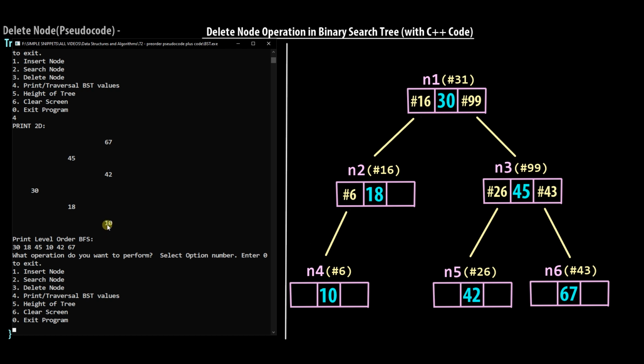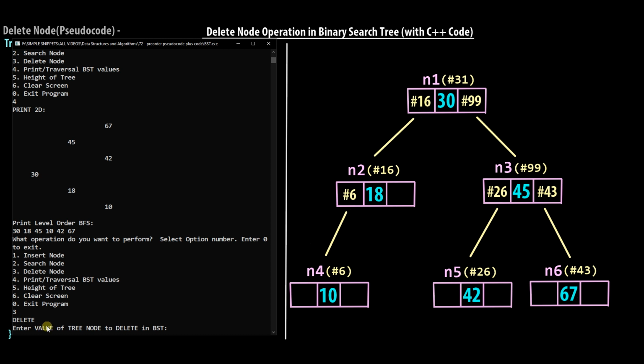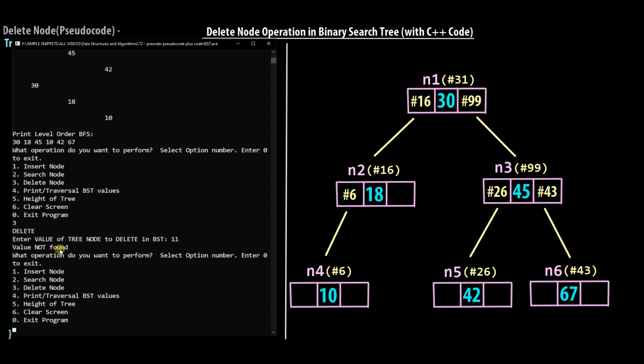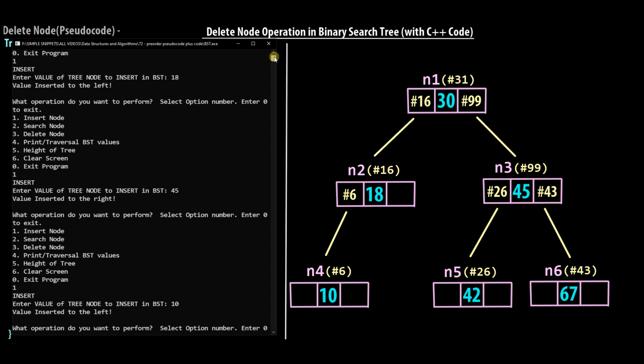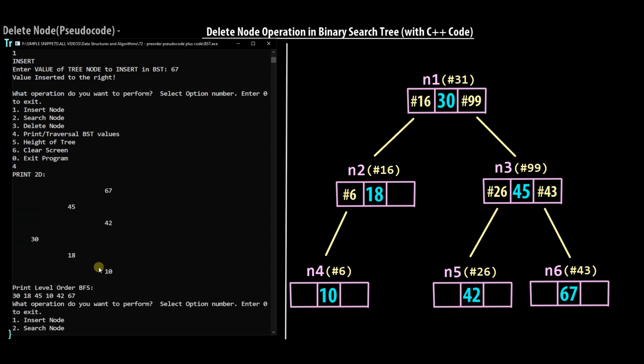Now what we want to do is perform deletion. So let's delete a node which is a leaf node. Let's delete 10. So for deletion you can see we have option 3. I'm gonna hit option 3 over here, hit enter. Now it is asking the value to be deleted. I'm gonna hit some random value, 11. And when I hit enter, you can see value not found, because 11 was not there in the tree, right? This is the tree and 11 is not there.